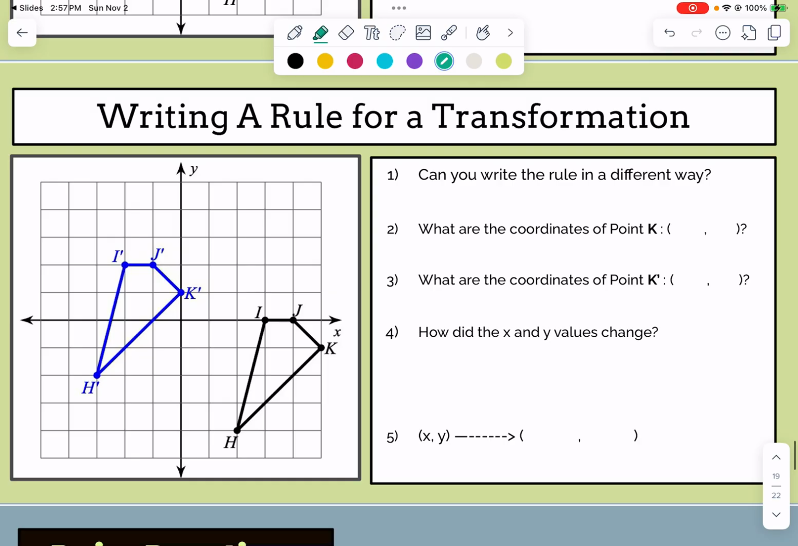All right, they also want us to write it using the other notation. So point K is at 5, -1. K prime is at 0, 1. So if I had to go from 5 to 0, I'm subtracting 5. So that means x is going to go to x minus 5. To go from -1 to 1 means I added 2. So y is going to go to y plus 2.